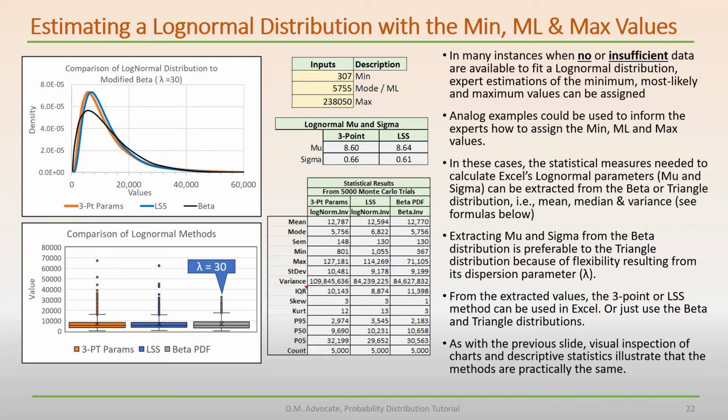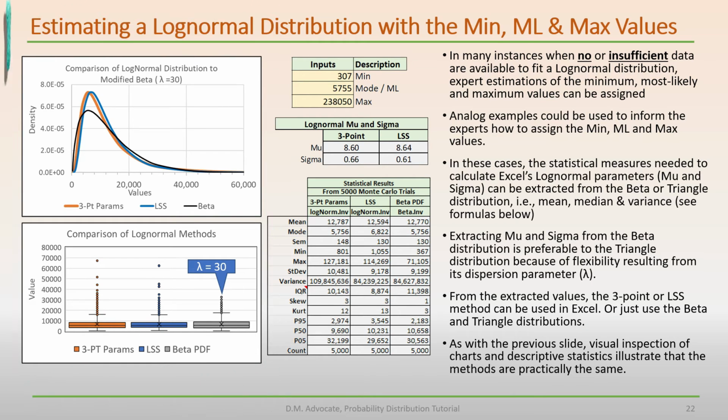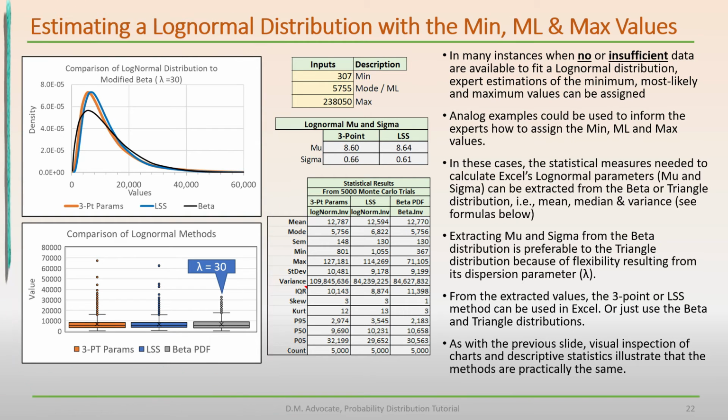a log-normal distribution. In this slide's example, the experts estimated the min, most likely, and max inputs, and then calculated a beta distribution with a lambda of 30 using 5,000 samples. Then mu and sigma were calculated using the 3-point and LSS formulas with the extracted mean, median, and variance from the beta distribution. Visual inspection of the charts, the PDFs above and the box and whisker plot below, suggest no practical difference between the 3-point and LSS methods.